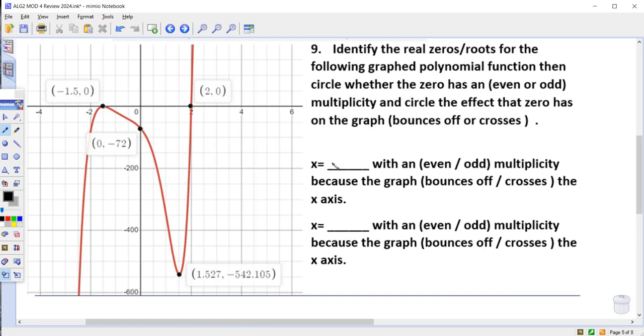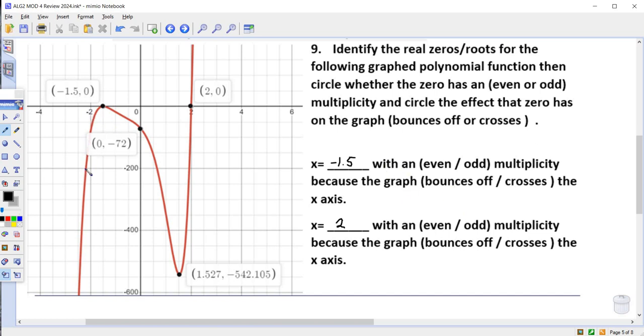One's at negative 1.5, or you could say negative 3/2, and one is at 2. That's where it crosses the x-axis. Those are my two real zeros. And it asks, what's the multiplicity and the effect on the graph?